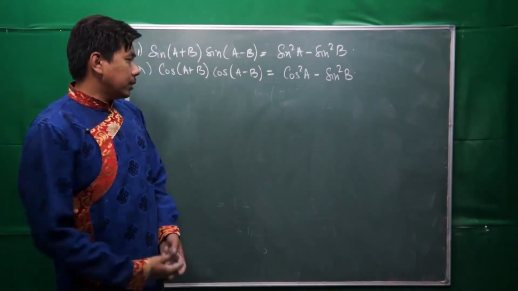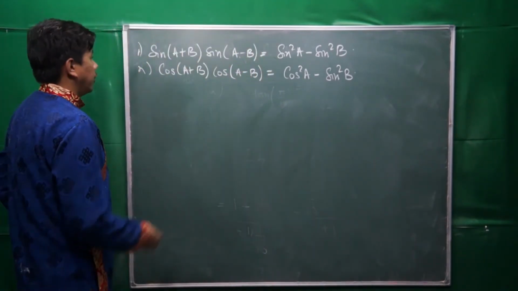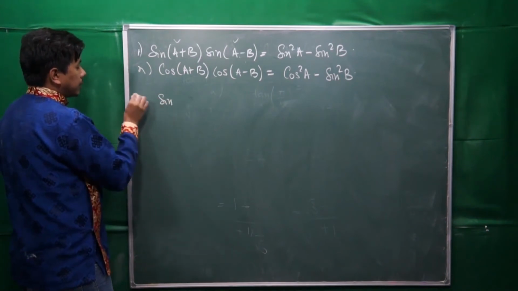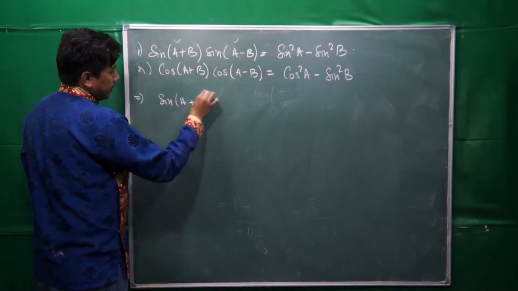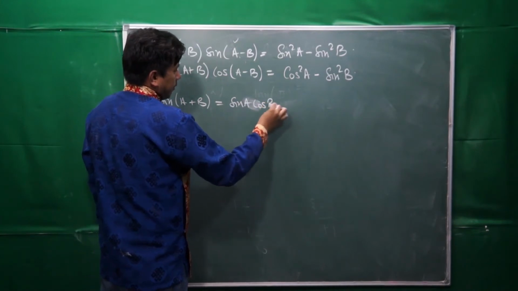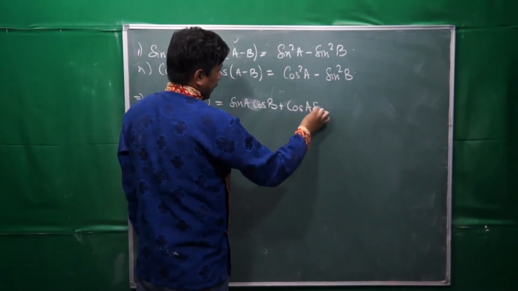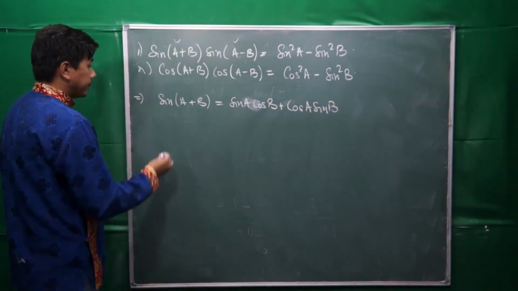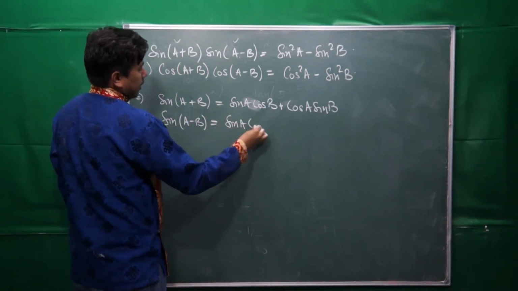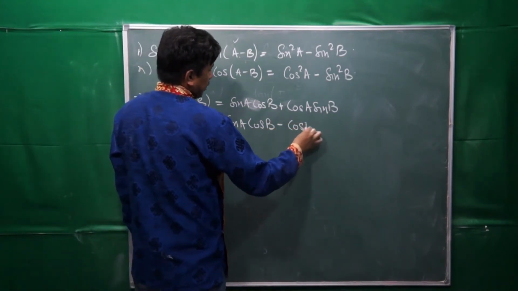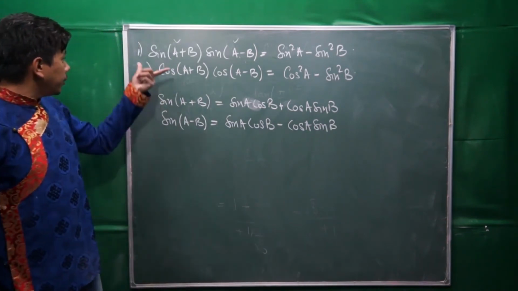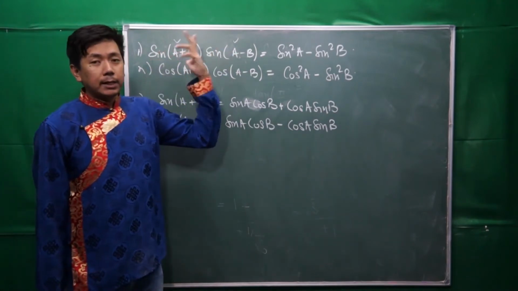To prove this, you're going to use the previous formulas of sin(a+b) and sin(a-b). So instead of sin(a+b), we can write sin a cos b plus cos a sin b. Similarly, sin(a-b) we write as sin a cos b minus cos a sin b. Now what is being done over here? We are going to multiply sin(a+b) into sin(a-b).